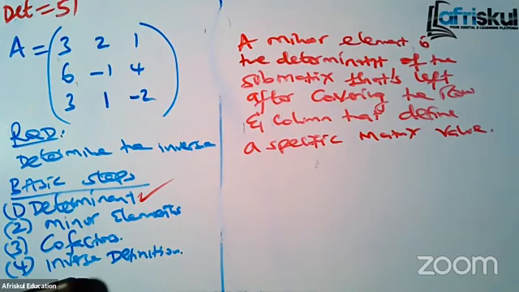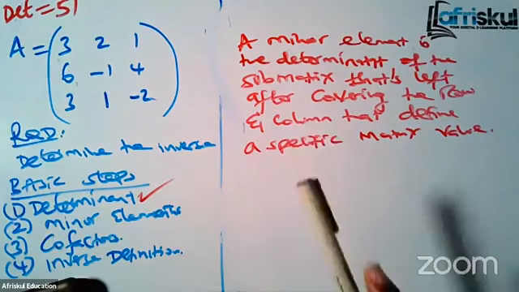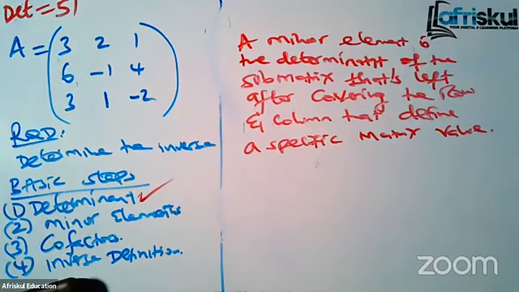And how do we get these minor elements? Please read your definition again. We are saying that we normally get minor elements by using what we call the hide and seek method. So how do we do this hide and seek method?